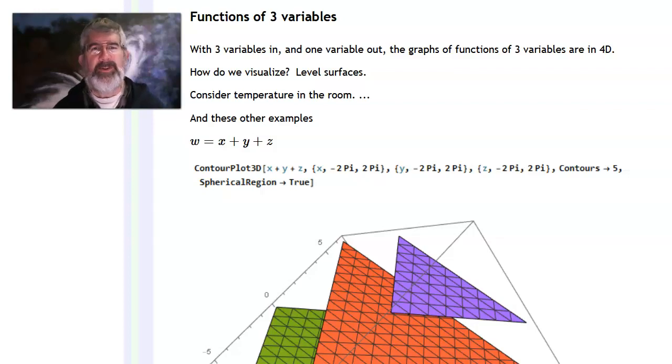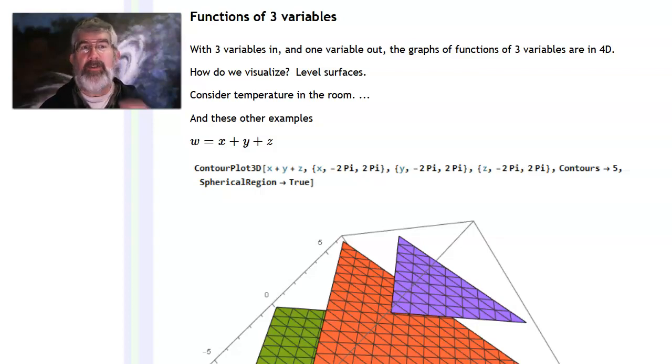In this video, I want to take a look at graphs of functions of three variables. Now, with graphs of functions of one variable, we had one axis for the input variable and one axis for the output variable. For functions of two variables, we had two axes for the input variable. So we had a plane worth of input and we had one axis for the output variable. So the graph was in 3D.